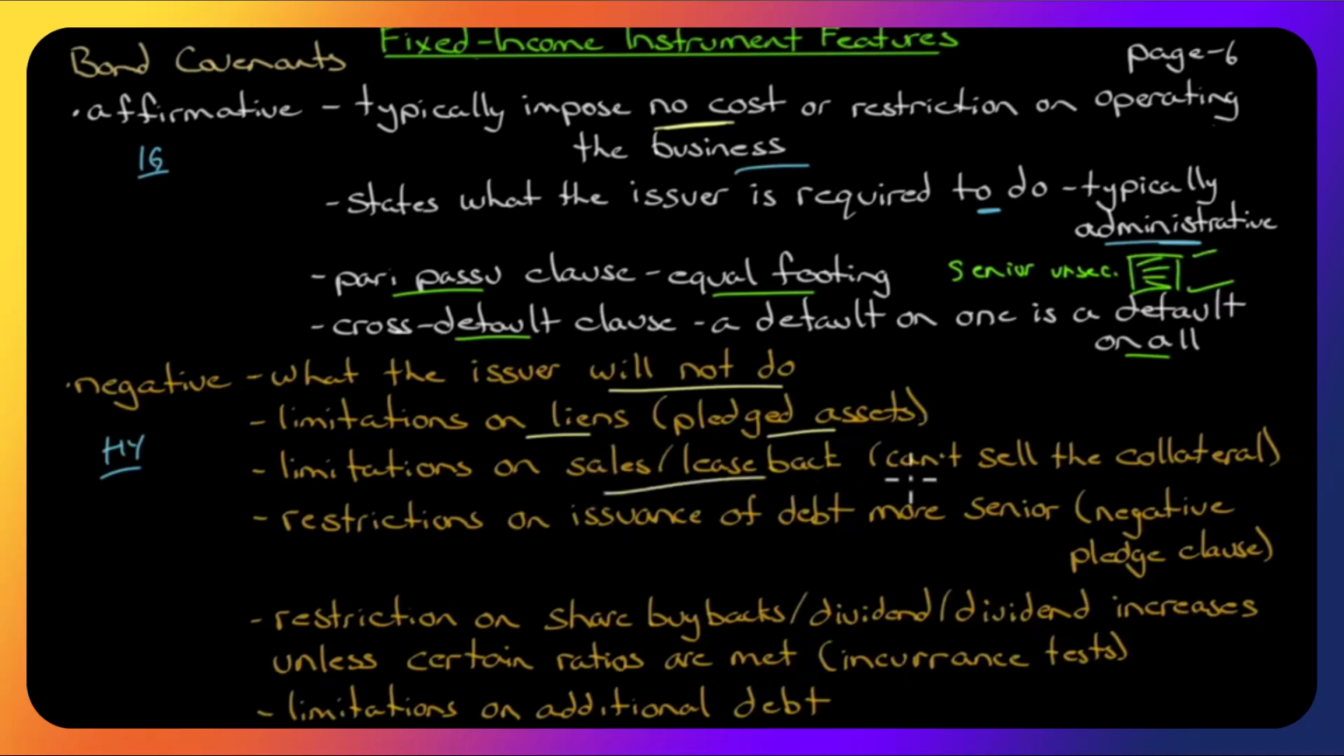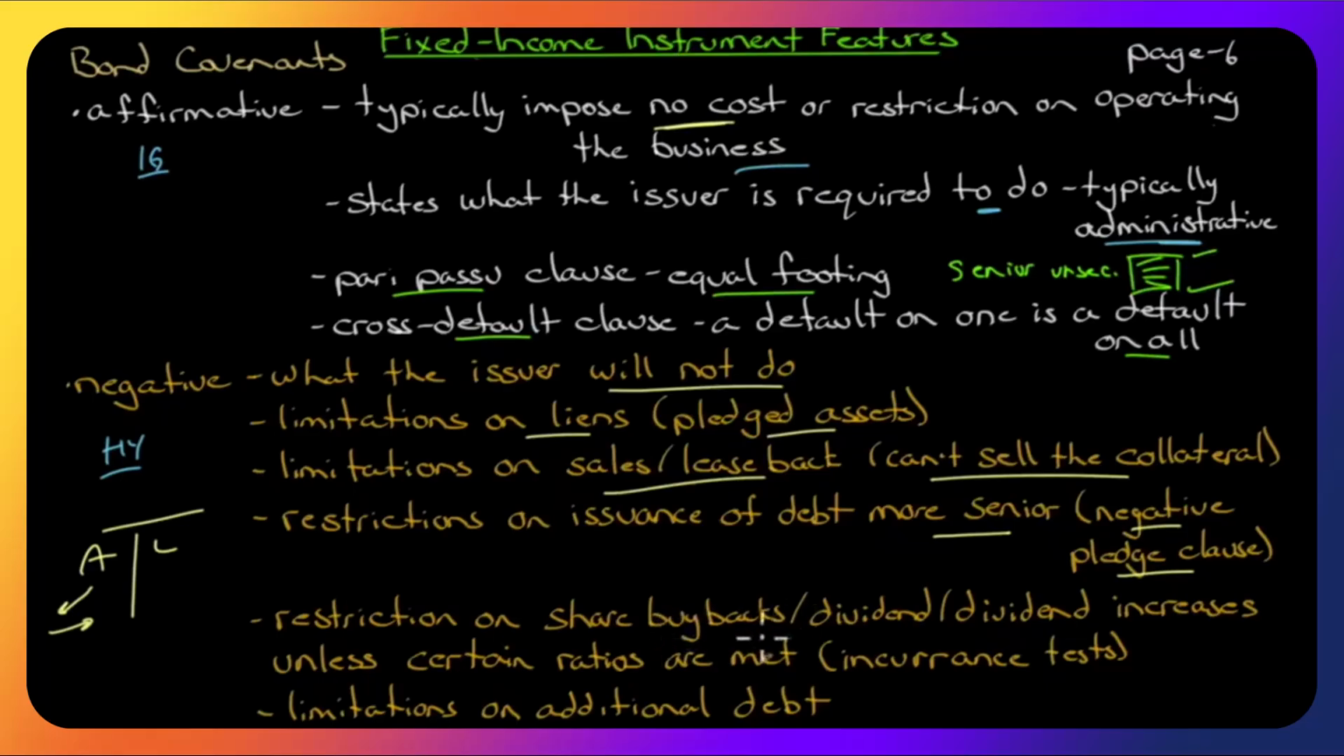Limitations on sales and leaseback. So we can think of a company, it has assets and it has liabilities. It may sell some of its assets and lease them back. Well, now the collateral is gone, right? So you can't sell the collateral. Restrictions on the issuance of debt that is more senior than the debt you've issued. That's called a negative pledge clause.